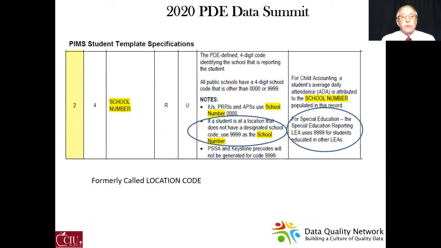So let's start looking at fields in the student template. Field number 2 is the school number, and just a note there: for our situation here, special education reporting, for children who are going to be in other facilities, we're going to use quad 9s because they're going to be educated in other LEAs. All right. This was formerly known as the location code.